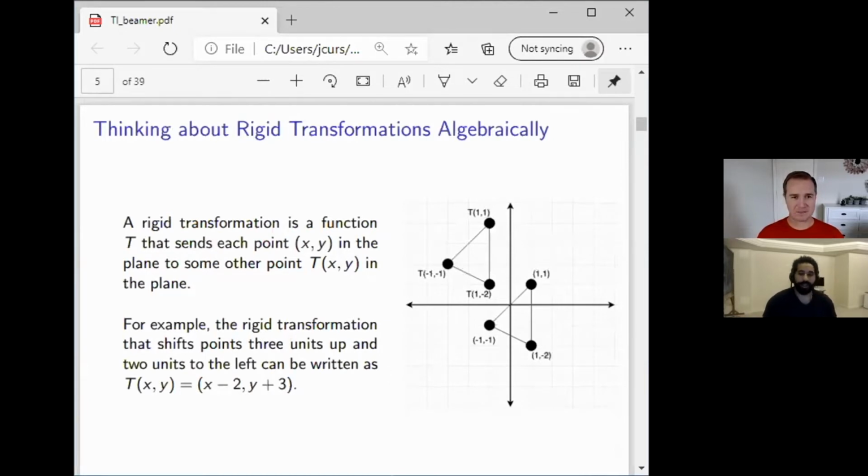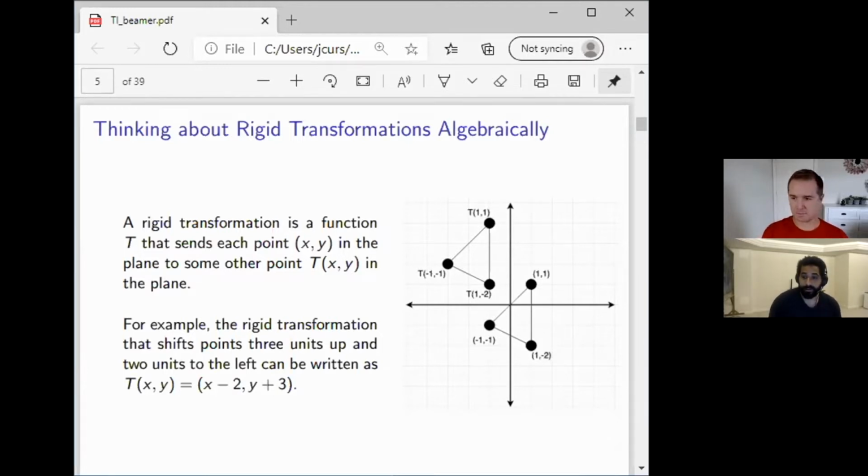And so we can think about these rigid transformations algebraically in some sense. The idea is that a rigid transformation is just a function, just like if I took a triangle on the overhead with an x and y axis, and I shifted the whole plane, or I rotated the whole plane somewhere else. A rigid transformation is just a function that sends each point in the coordinate plane xy to some other point.